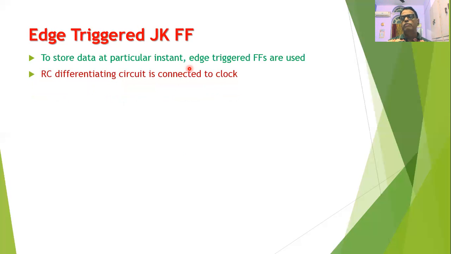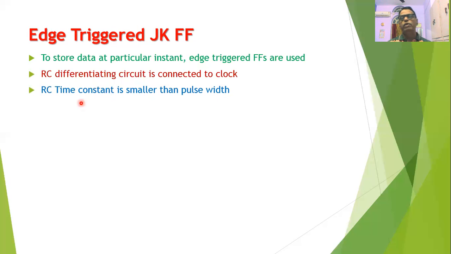That is, in an edge-triggered flip-flop, either we can store the data at the leading edge of the clock pulse or at the trailing edge of the clock pulse. So even if the clock pulse is high for a long duration of time, it will not have any impact on the data storing. An edge-triggered flip-flop can be constructed by making use of an RC differentiating circuit, and this circuit is to be connected to the clock input of the JK flip-flop.